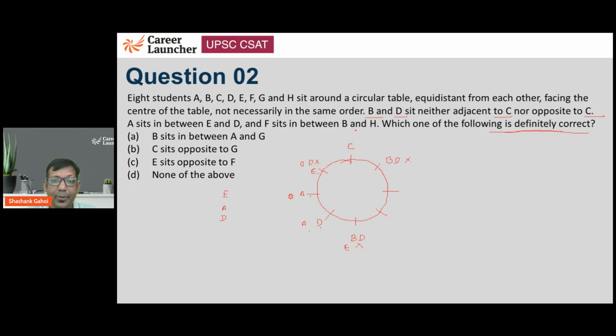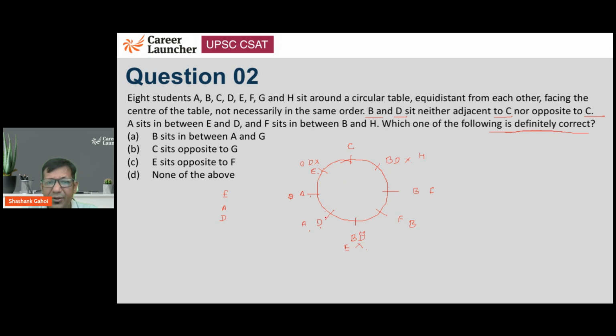Now F sits between B and H. So if B is here, F will be here, H will be here. That is one of the possibilities. The second possibility can be H is here, F is here, and B is here. So there are again 2 possibilities. Now let's check with the options. B sits between A and G. B sits between A and G.